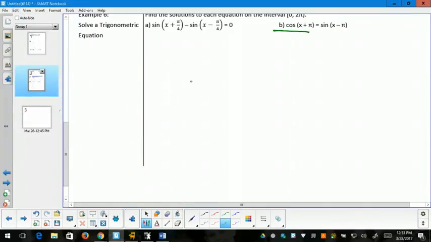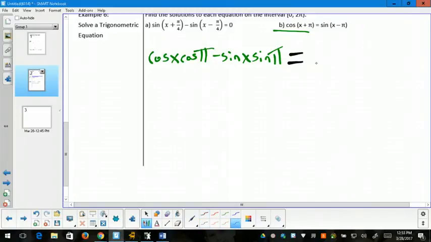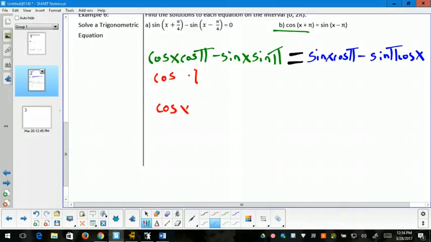So for this side, I have cosine of x plus pi, so it's going to be cosine x cosine pi minus sine x sine pi. And on the right side of our equation, I want to make sure I put a big fat equal sign in there so I don't miss anything. We're going to have sine x cosine pi minus sine pi cosine x. Well, at pi, sine is 0 and cosine is negative 1. So this becomes 1 times cosine, so that's just going to be cosine x. This becomes 0 times sine of x, or times negative sine of x, which is just 0.